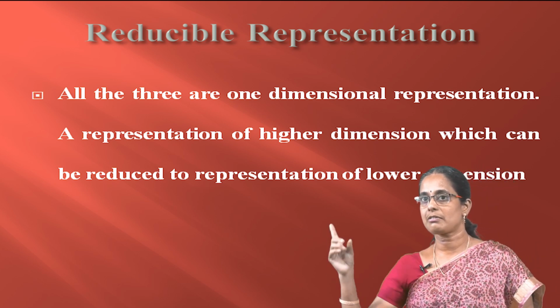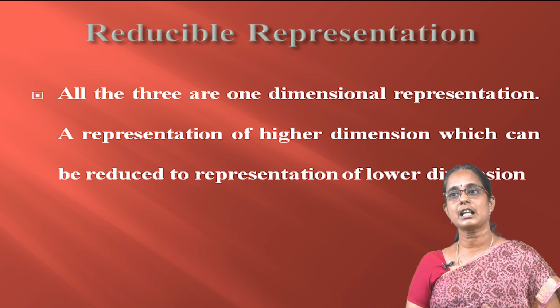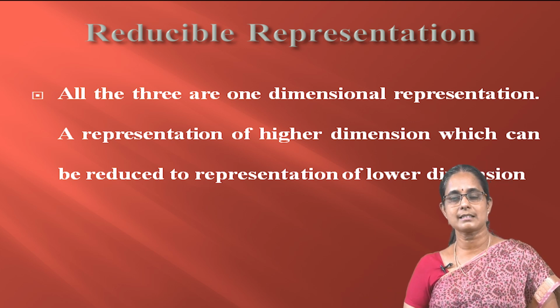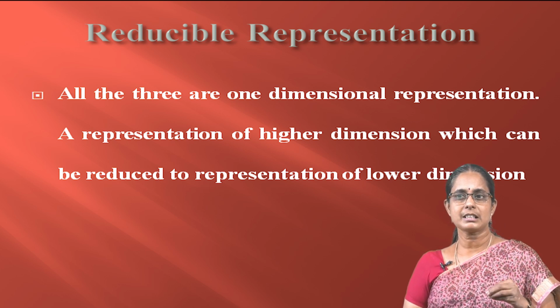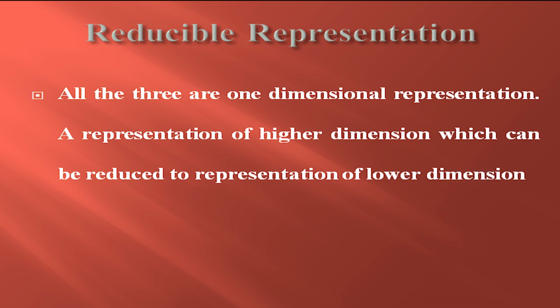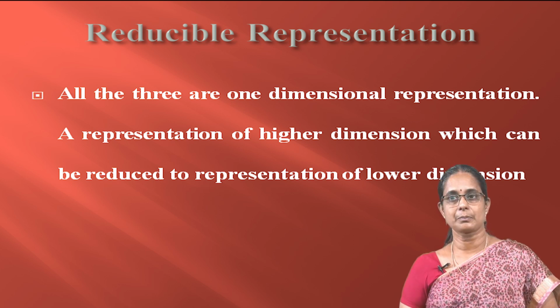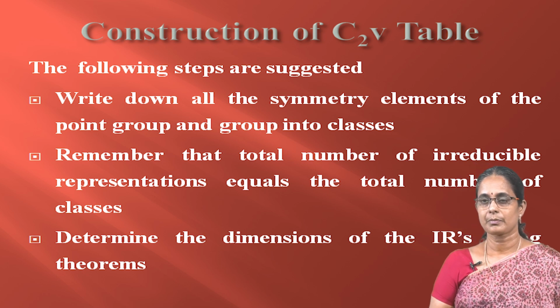A representation of higher dimension which can be reduced to a representation of lower dimension is called a reducible representation. A representation which cannot be further reduced to a representation of lower dimension is called an irreducible representation. How to construct the C2v character table?